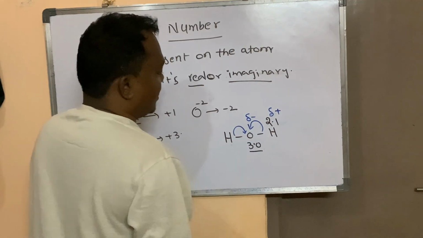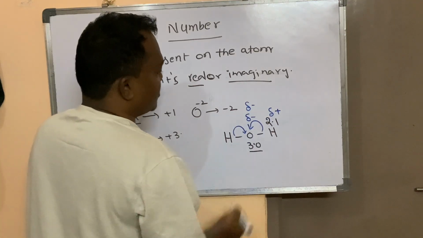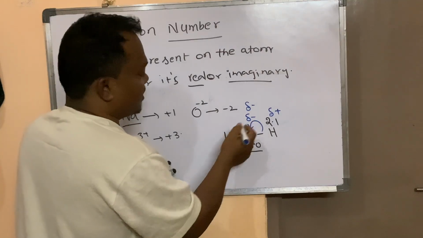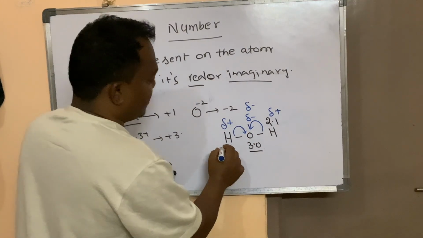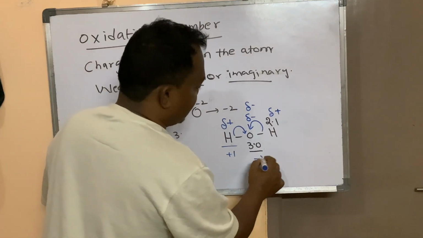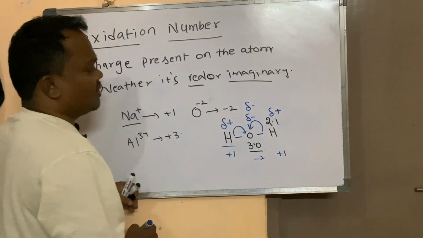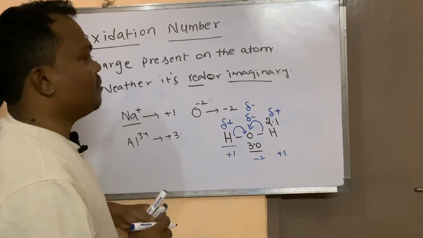Oxygen is more electronegative, that's why the electrons are pulled towards itself. So oxygen gets partially negative and hydrogen gets partially positive. In this, hydrogen will get a plus 1 charge, oxygen will get a minus 2 charge, and the other hydrogen will get a plus 1 charge. So these are what you can call imaginary charges.